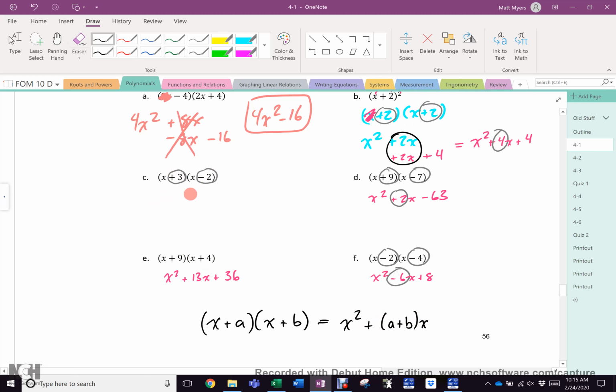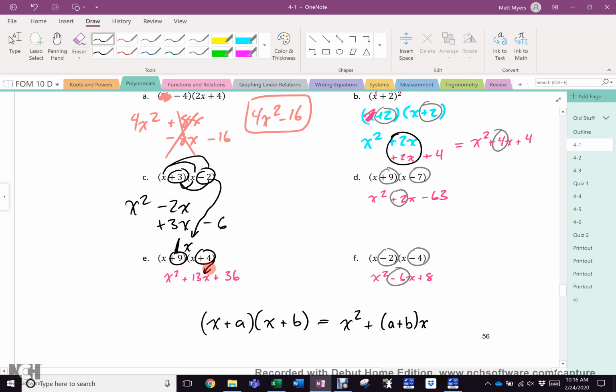Okay, so let me write it all the way out for you, and then you will see. What is x times x? X squared. What is x times negative 2? Negative 2x. What is 3 times x? Positive 3x. And what is 3 times negative 2? Negative 6. What is negative 2 plus 3? 1x, right? Okay, so 3 minus 2 gave me 1. 9 plus 4 gave me 13, if I actually show all the work.